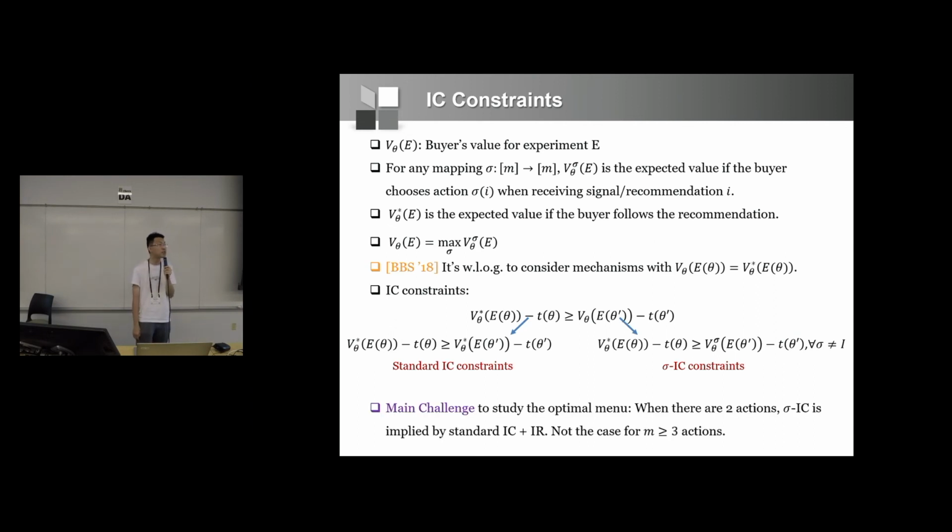So here's the main challenge if you want to study the optimal mechanism when there are at least 3 actions. In fact, when there are 2 actions, as studied in the Bergemann et al. paper, these sigma IC constraints are implied by the standard IC and IR constraints. So you can completely ignore them if you are studying the 2-action case. But that's not the case when we have at least 3 actions. We do have these extra IC constraints. That is the main challenge if we want to characterize or study the optimal mechanism.